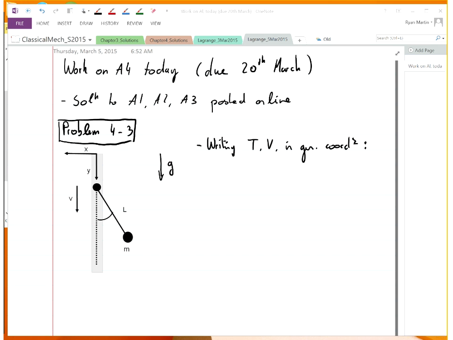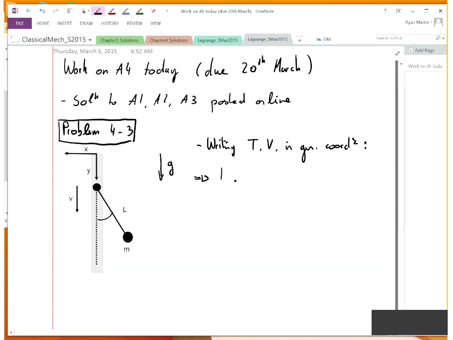Okay, so hopefully you've had time to think a little bit about this problem and maybe try to find a generalized coordinate. So the first question is, how many degrees of freedom do we have in this problem? How many numbers do we need to specify at a given time t to completely specify the state of the system? So there's only 1 degree of freedom.